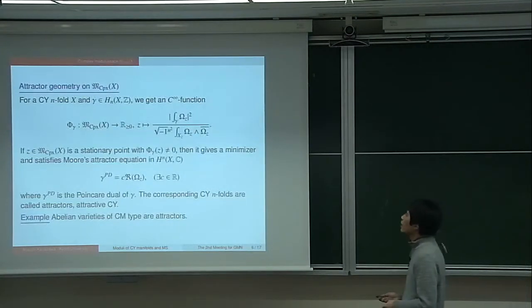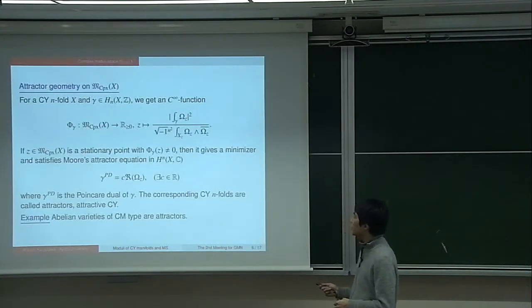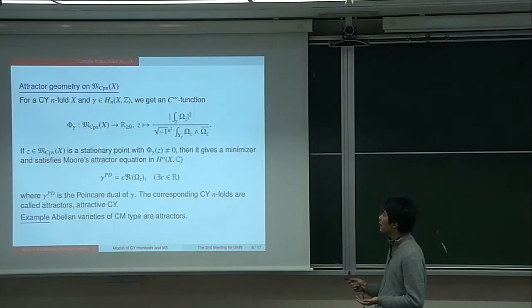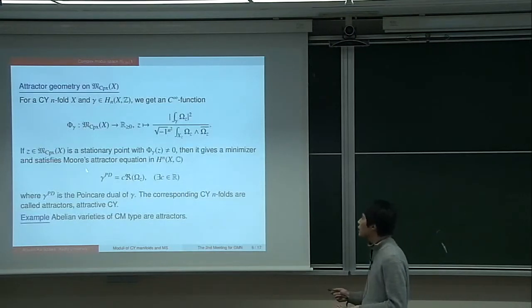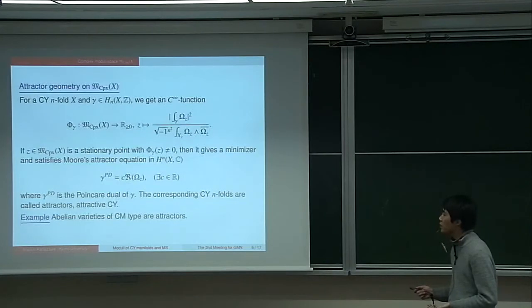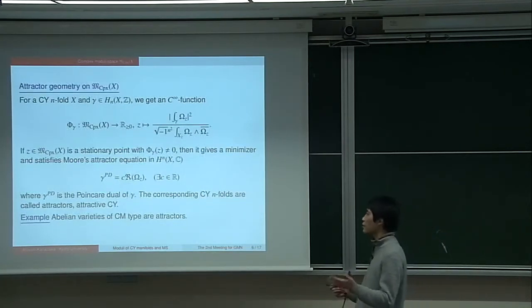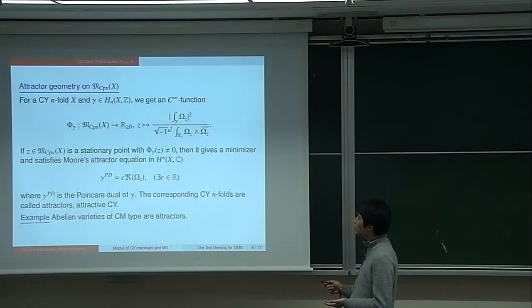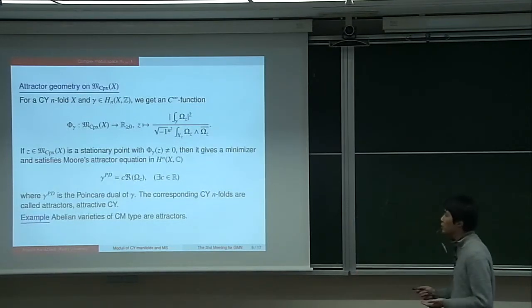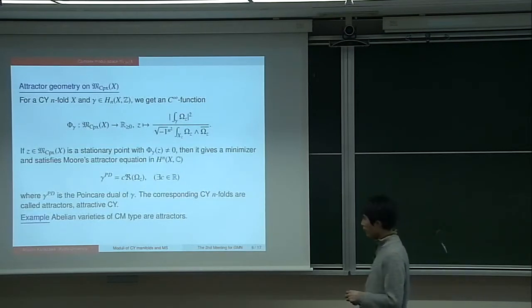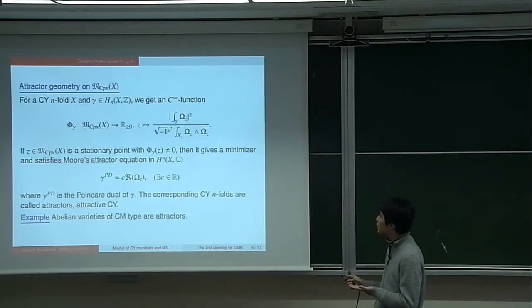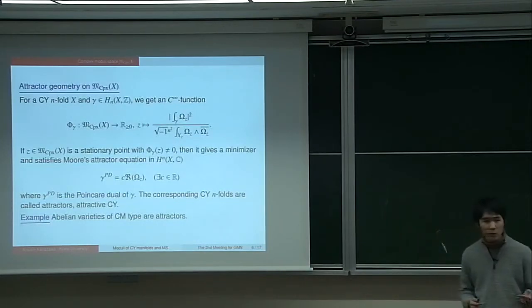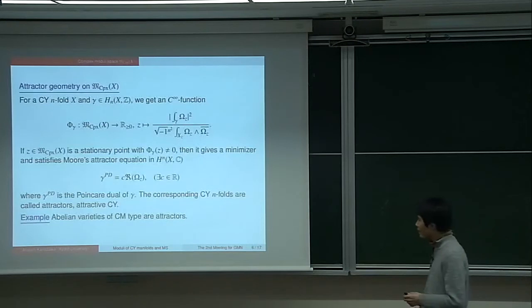And it's shown that if z in the moduli is a stationary point with non-vanishing value, then it gives a minimizer of this function, and it satisfies what's called Moore's attractor equation given by this form. So this represents the Poincaré dual of gamma, and that is equal to the real part of the holomorphic volume form up to some constant. Okay, so the Calabi-Yau n-fold corresponding to that moduli point z is called an attractor or attractive Calabi-Yau manifold.